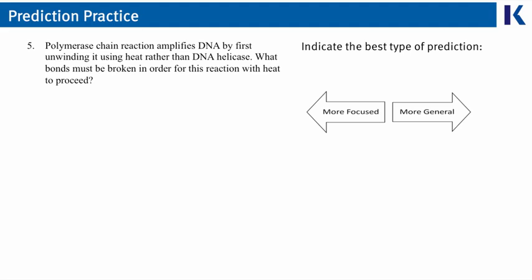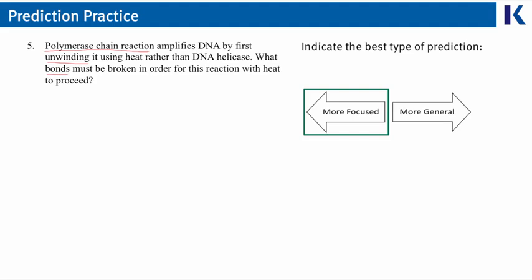This is a great example of a question for which we can make a very focused prediction. We should be able to come up with the exact answer. In the question stem, we're told that during PCR, or polymerase chain reaction, DNA is unwound by using heat instead of DNA helicase, and we're asked what bonds must be broken to unwind that DNA.